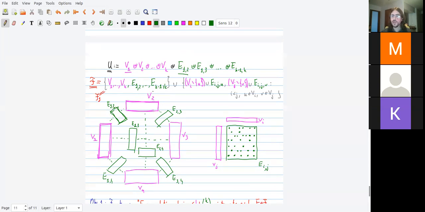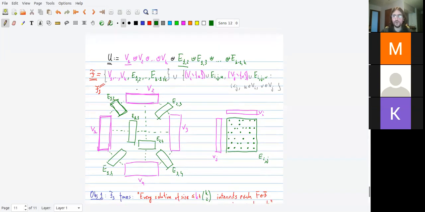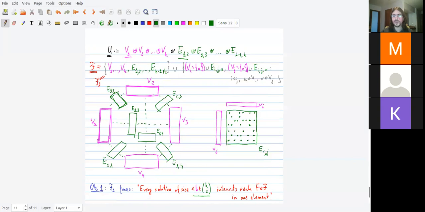As a separate set in my family. So now, if I would like to look for a solution of size at most k plus k choose 2, and I would like this solution to have odd intersection with each of those sets on the picture. There are exactly k plus k choose 2 of those sets. So my solution would need to have at least one element in each of them in order to have an odd intersection, because odd is at least 1. However, my solution is of size at most this number, k plus k choose 2, which means that my solution needs to pick exactly one element from each of those sets. Right?